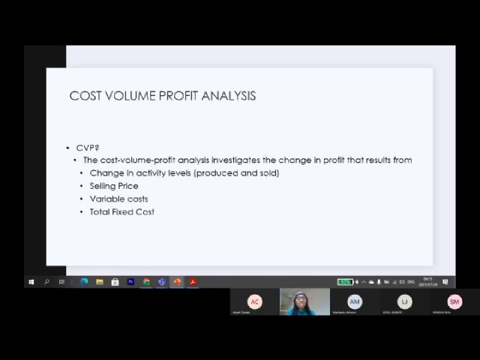CVP is the cost volume profit analysis. It investigates the change in profit as a result of the following. Meaning, if I'm used to making 100,000 as my profit for the month, and next month I start making 80,000, I need to investigate why my profit changed. You understand? If I am selling sweets, jackets, or sunglasses, or if you are baking, you would understand what your costs are.